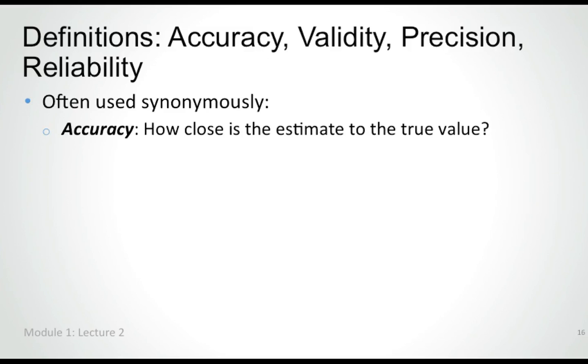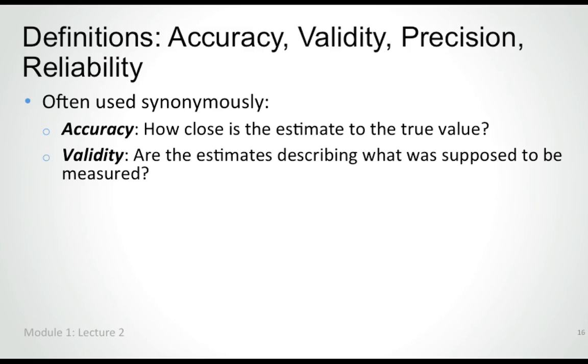A model and data set yield accurate estimates if the estimates are close to the true value. Similarly, a model and data set yield valid estimates if the estimates capture what they're supposed to be measuring. These two terms, accuracy and validity, are often used interchangeably.